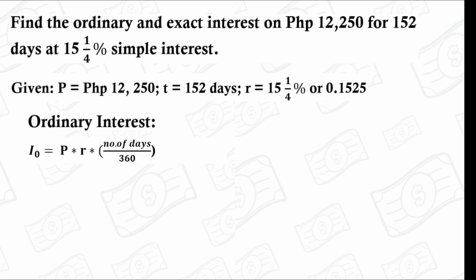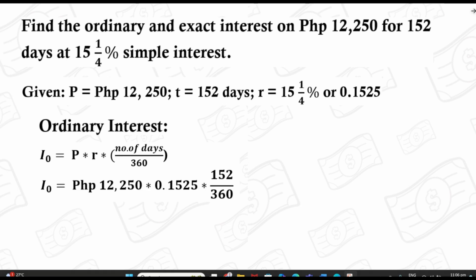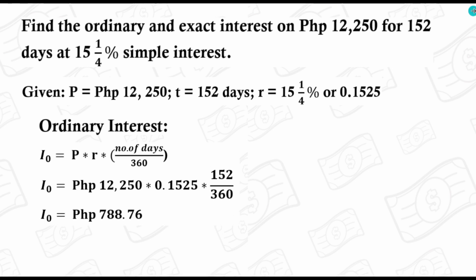Now, we substitute these given values into the ordinary interest formula: ordinary interest equals principal times rate times the number of days over 360. Multiply 12,250 pesos times 0.1525 times 152 over 360. The final answer should be rounded to the nearest hundredths. So the ordinary interest is equal to 788 pesos and 76 centavos.